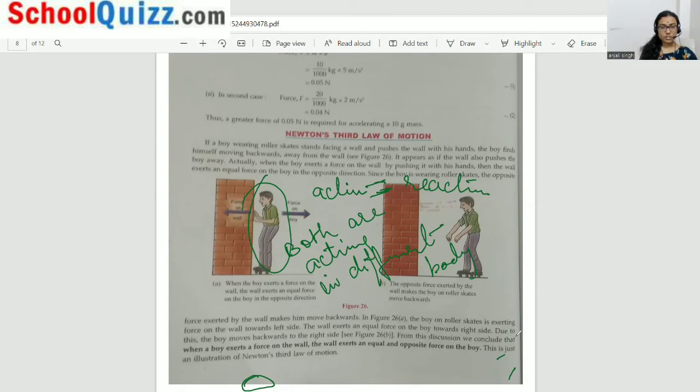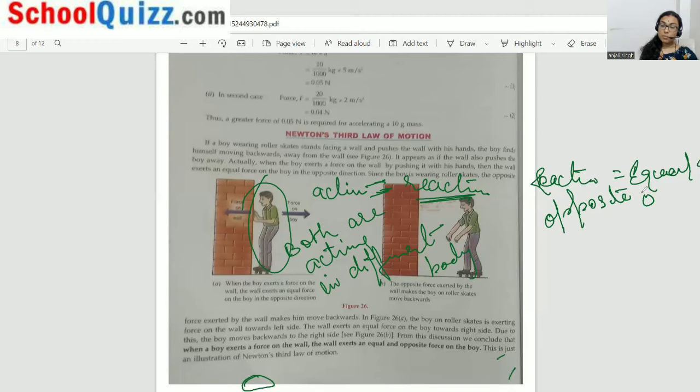Clear? From this discussion, we conclude that when a boy exerts a force on the wall, the wall exerts an equal and opposite force. This is known as the reaction force. The reaction force is equal and opposite to the action force. Okay? I think that's clear to you.